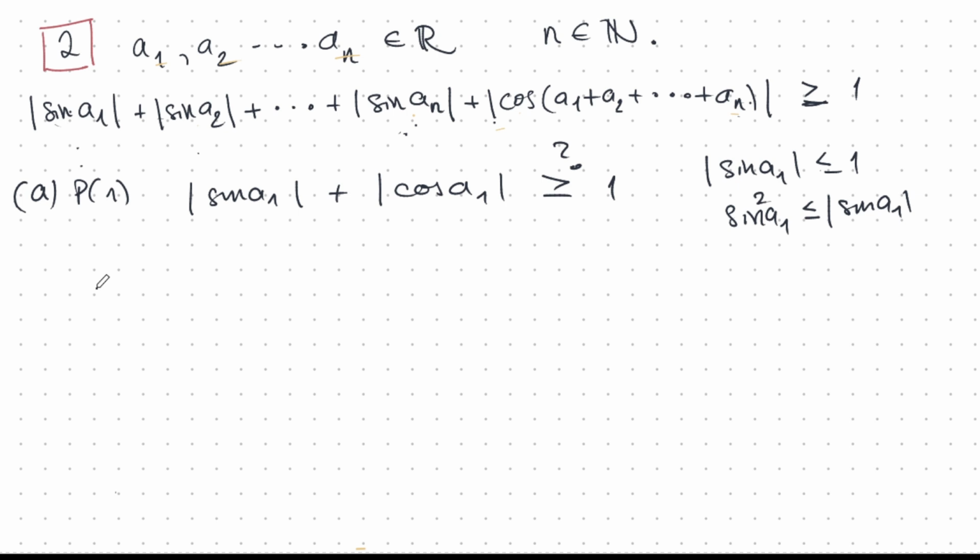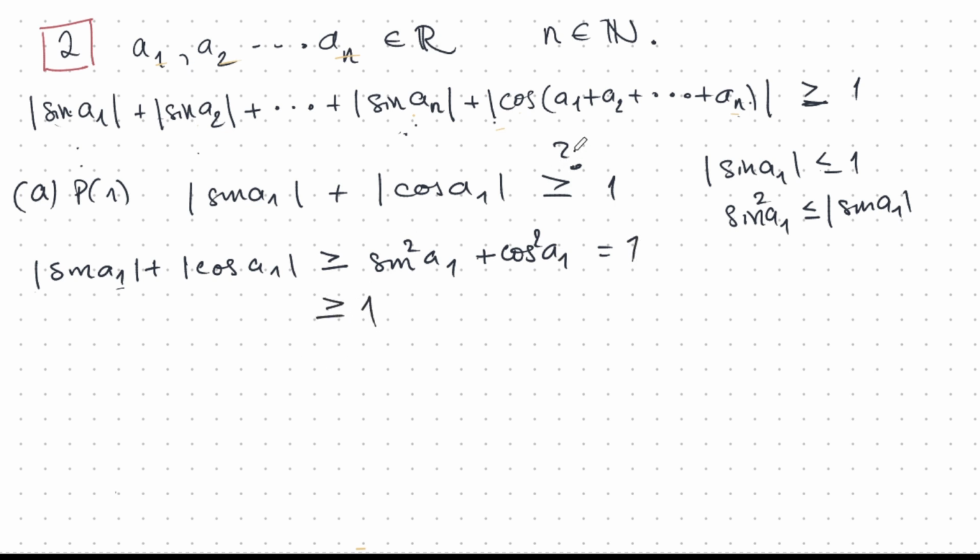So I can use this fact, because now I know that |sin A1| is greater than or equal to sin squared A1. And the cos term is also greater than or equal to cos squared A1. But sin squared plus cos squared is equal to 1. So this is greater than or equal to 1, and this we now know is true. So it's not just conjecture. So I have P1.